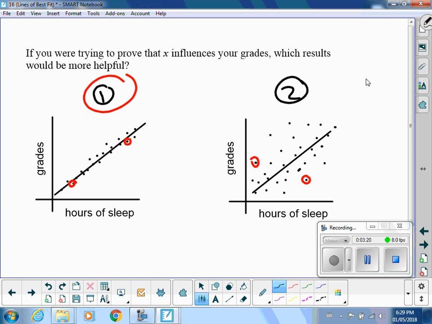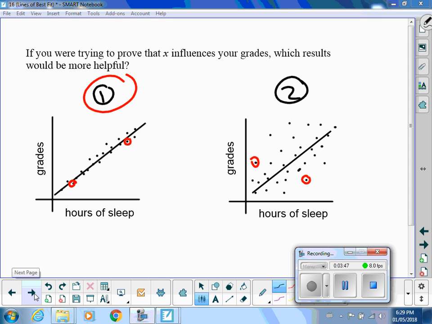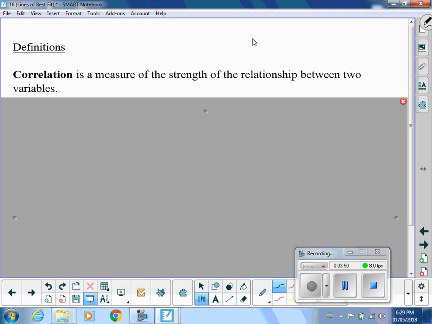Just like with standard deviation, we can measure how spread out data is from the average. When we have a scatter plot and some kind of a trend line, a line or a curve, we can measure how spread out the data is, so how close does that actually fit to the trend line? This concept is called correlation. Correlation is a measure of strength of the relationship between two variables. That's all it is.